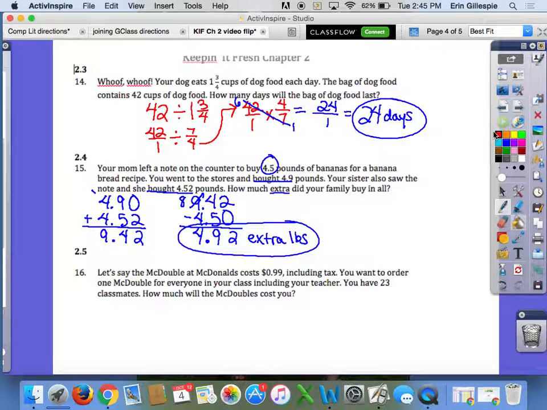So this would be a multiplication problem. You have 23 people you want to order for. They each cost 99 cents. So we want to do 23 times 99 cents.